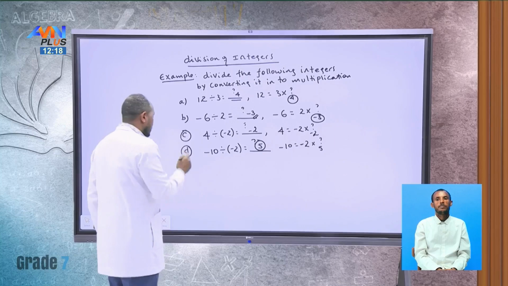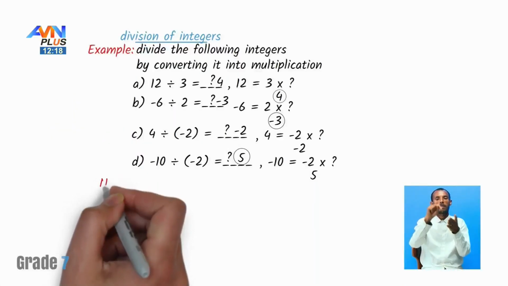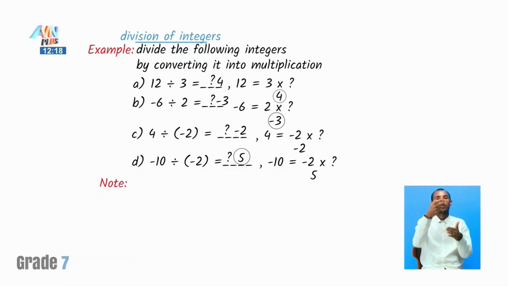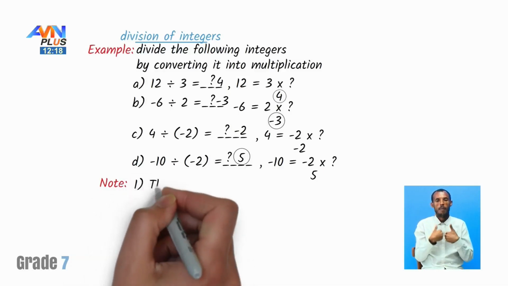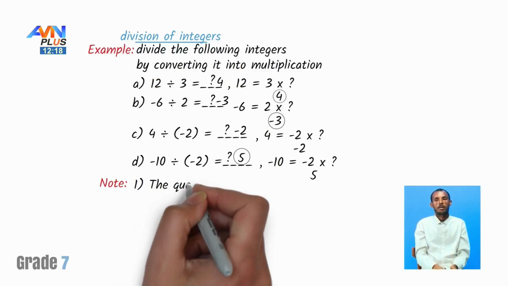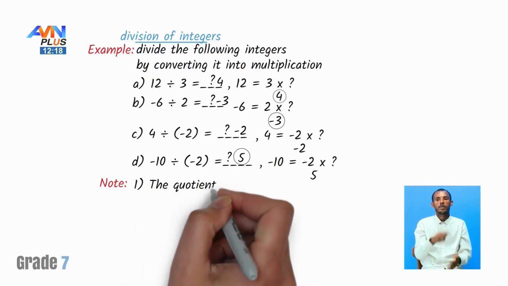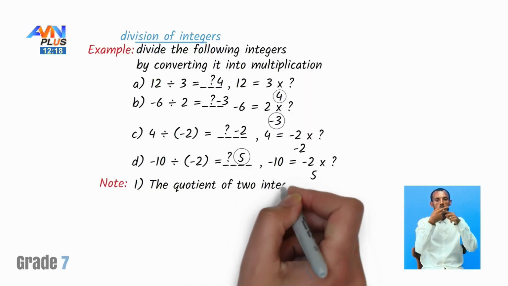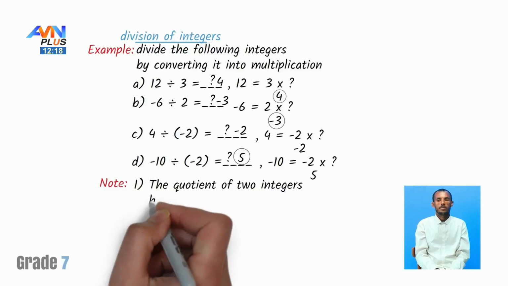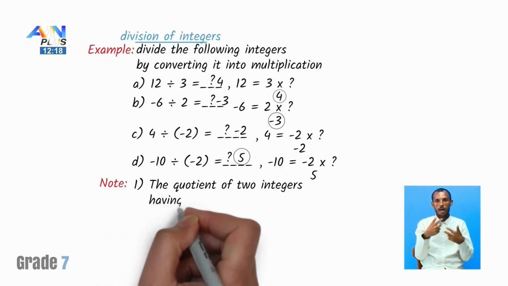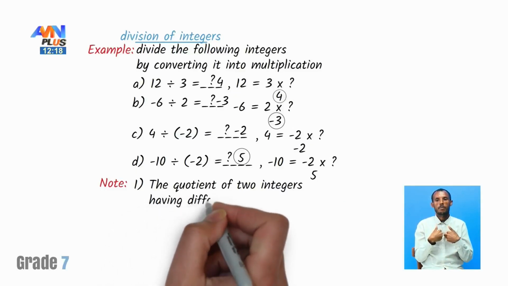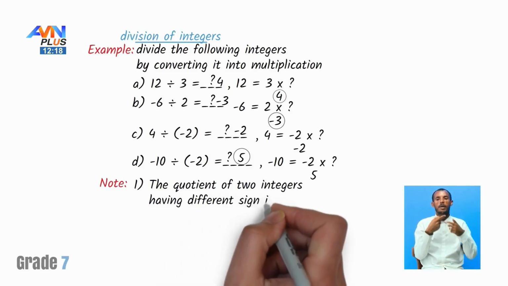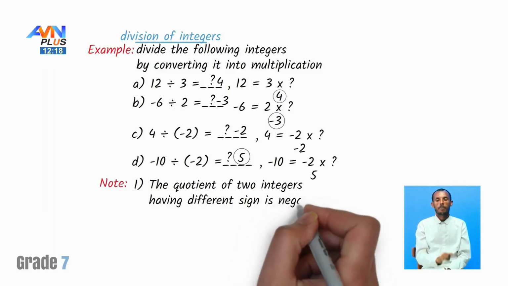So, as a rule, we can just write the following as a note. 1. The quotient of two integers having different sign is negative.